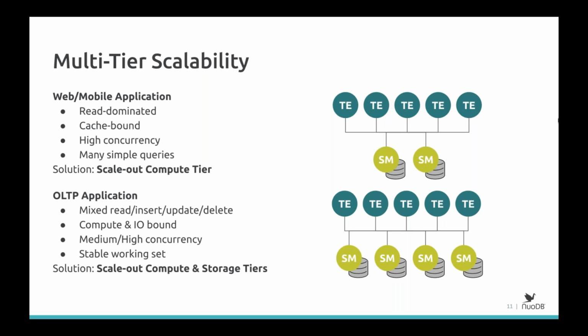In contrast, an OLTP application would have a greater mix of writes as well as reads and would make greater demands on CPU and I/O. And in this example, yes, you can add TEs to scale out the transaction processing capacity as in the previous example, but you could also scale out the storage layer independently to reduce I/O contention.